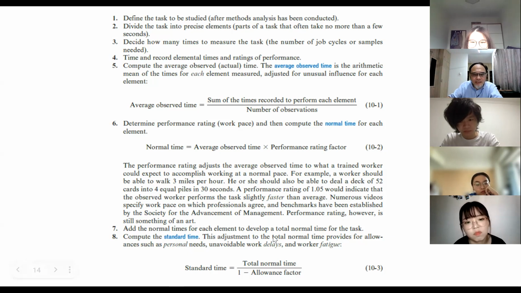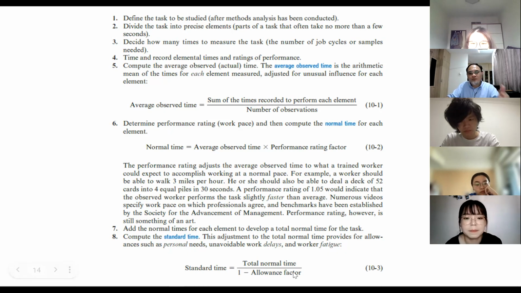Number 7, you add the normal times to develop a total normal time for the task. And finally, you compute the standard time. So the adjustment to the total time is where you put in allowance. We'll go to the example, then you can see this. I cannot just give it to you and ask you to do it, because you need to understand this basic first. Personal needs, worker unavoidable work delays, worker fatigue. So we need to give them allowance.